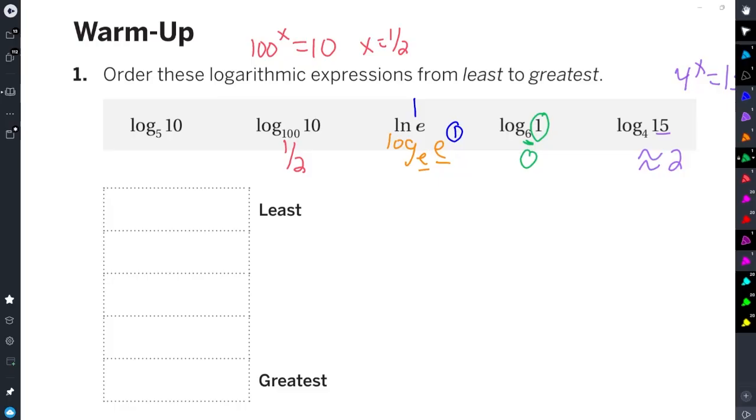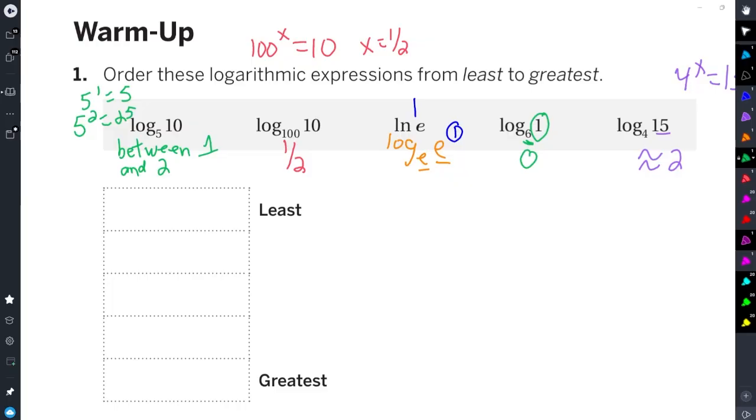And then here we have log base 5 of 10. 5 raised to what power is going to give us 10? Well, we know 5 to the first power is 5, so this has to be bigger than 1. 5 to the second power is 25, so this has to be between 1 and 2, but closer to 1 than 2, because we're much closer to 5 than we are to 25.